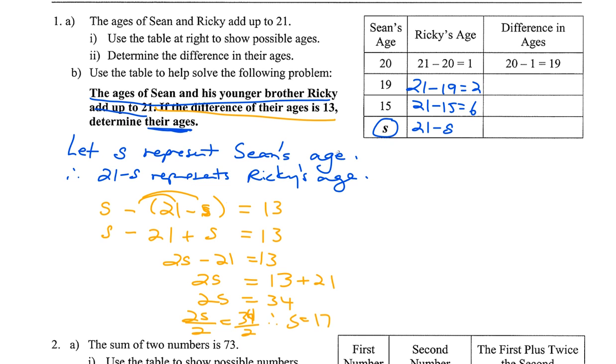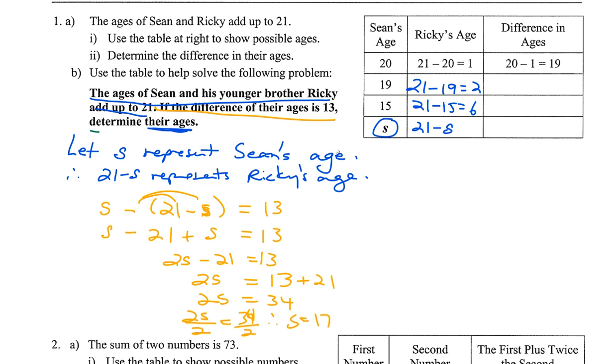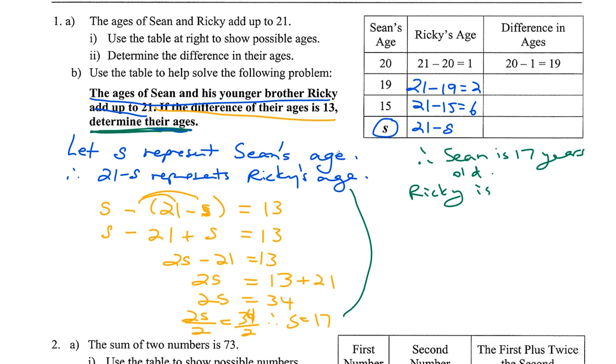Okay, and we can't finish the question like this. That's not the end of the question. We have to do the last part, which is determine their ages. Therefore, Sean is 17 years old. Now let's go back to the let statement. Ricky is 21 minus 17, which is 4. Therefore, Ricky is 4 years old.